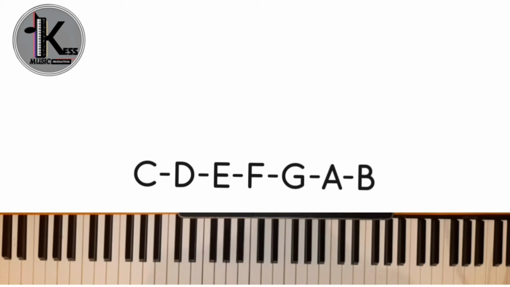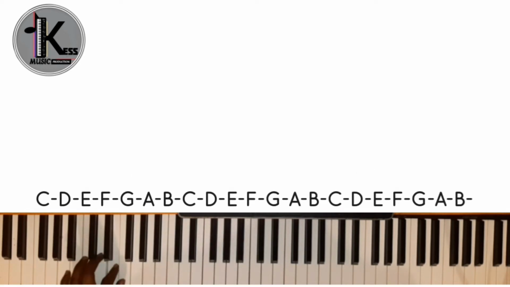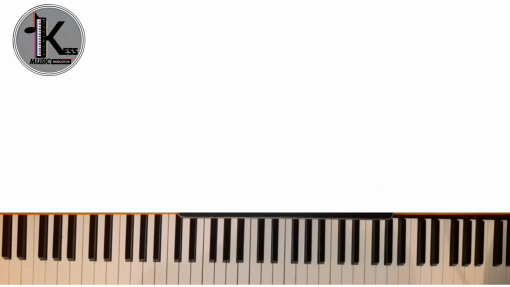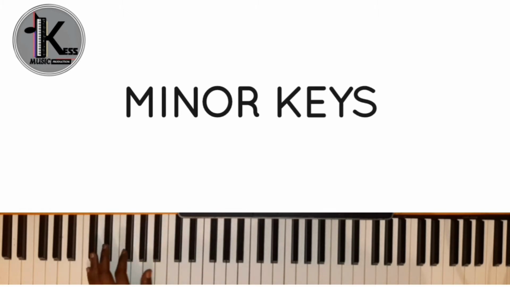Now what happened is they repeated this sequence over and over again. C, D, E, F, G, A, B, back to C, D, E, F, G, A, B, and so on and so forth. So what we actually have here are 7 major keys that are repeated 5, 6, or even 7 times on the piano. Now, the same goes for the minor keys.